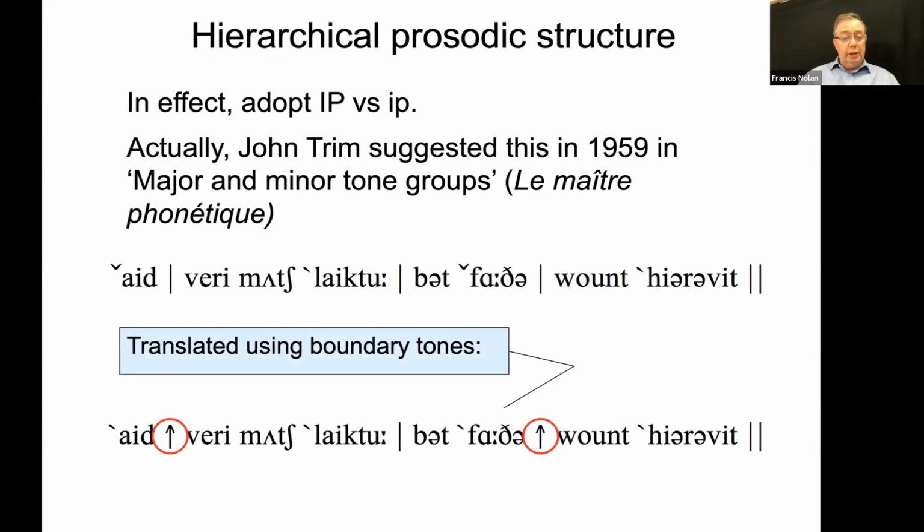So that could be translated also using two sorts of boundary tone and getting rid of complex nuclei like fall rises. So it's exactly the same utterance, except that the rising part of the fall rise is treated as a boundary tone. And again, that would have advantages if the nuclear material were several syllables rather than one or perhaps two syllables in this example.